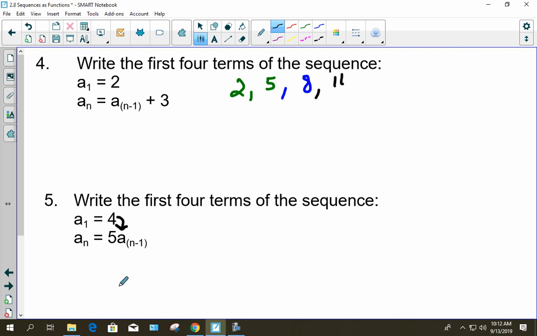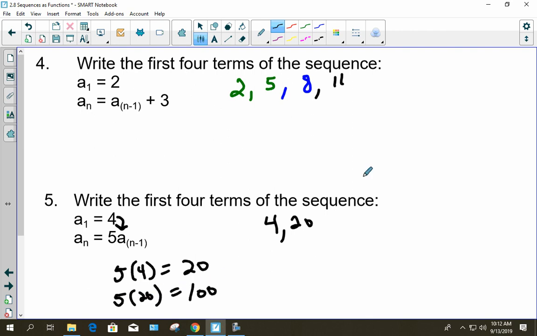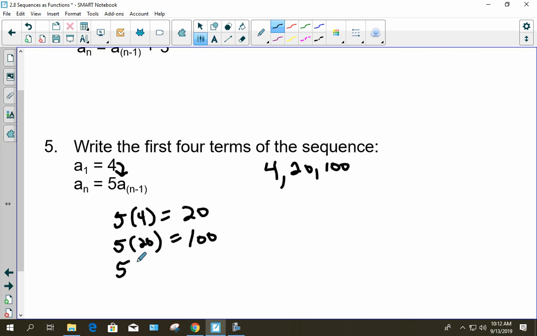Okay, so we put our 4 where the A is, and we have 5 times 4. What does 5 times 4 equal? 20. So our first number is 4. Our next number is 20. So then we have 5 times 20. What does that equal? 100. So our next number is 100. And then we have to go one more time. 5 times 100 is 500. Okay?